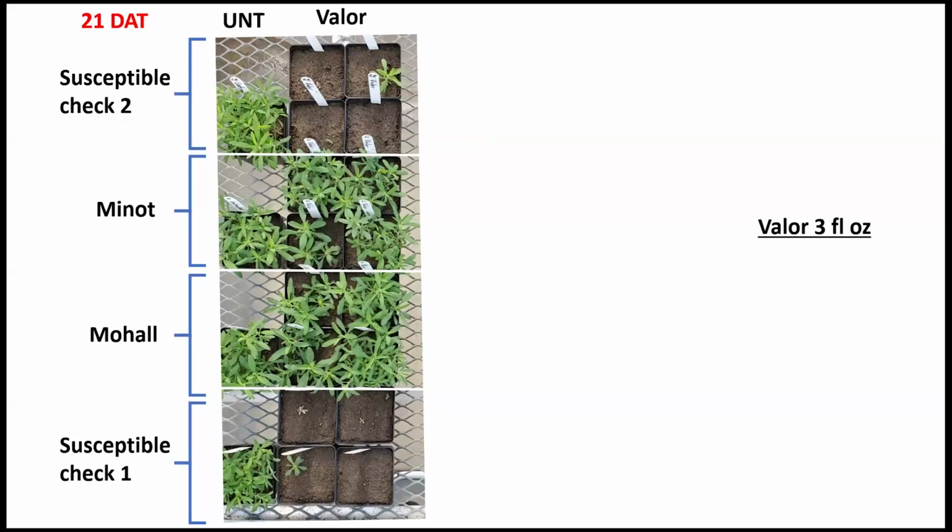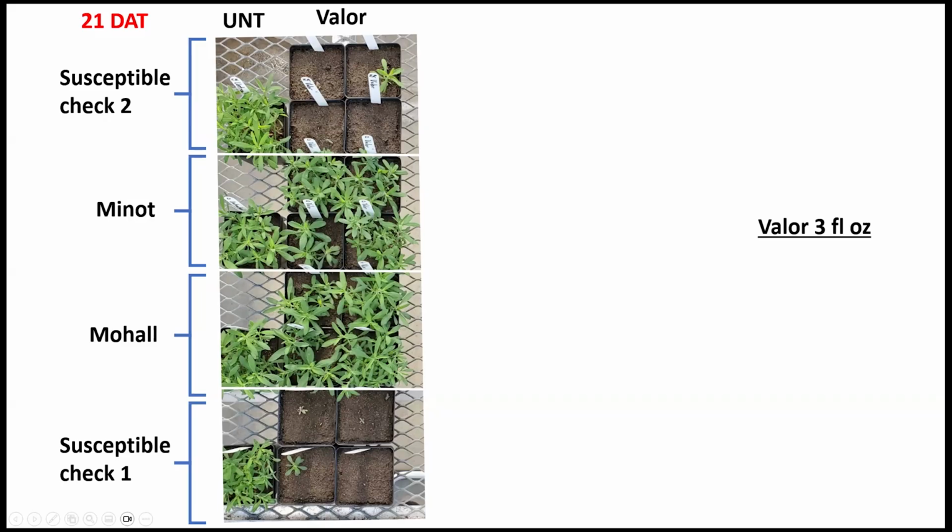So just kind of showing you some data, or not really data, but pictures behind this. This came from my colleague up in North Dakota. So just set up this little figure. We have our susceptible check 1 and susceptible check 2 on the far left. So these are the kochias that are susceptible to Valor. Now the 2 in the middle, Minot and Mohall, those are resistant. As we move to the right, we see this acronym UNT, that's non-treated control. So this is just the seeds in the pot. You let them germinate, this is what it looks like.